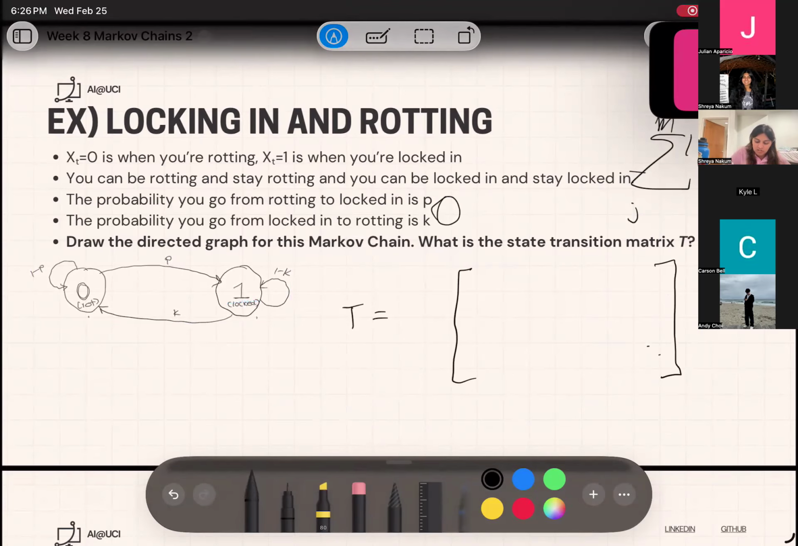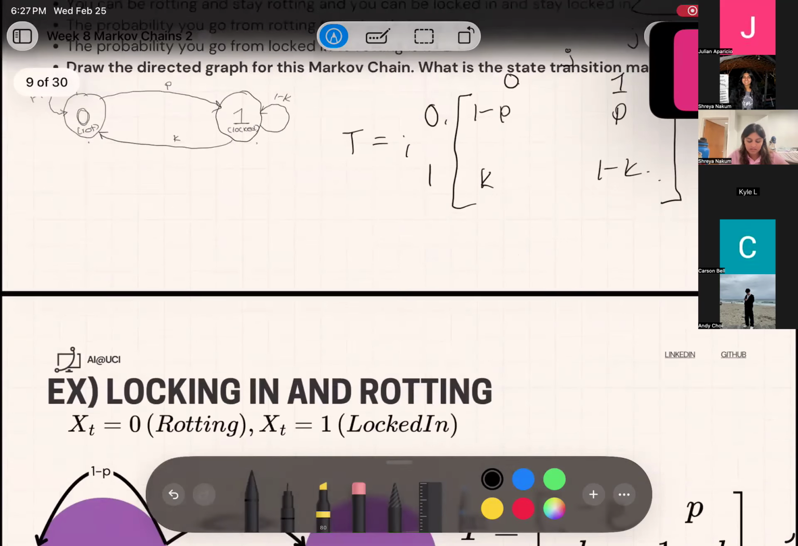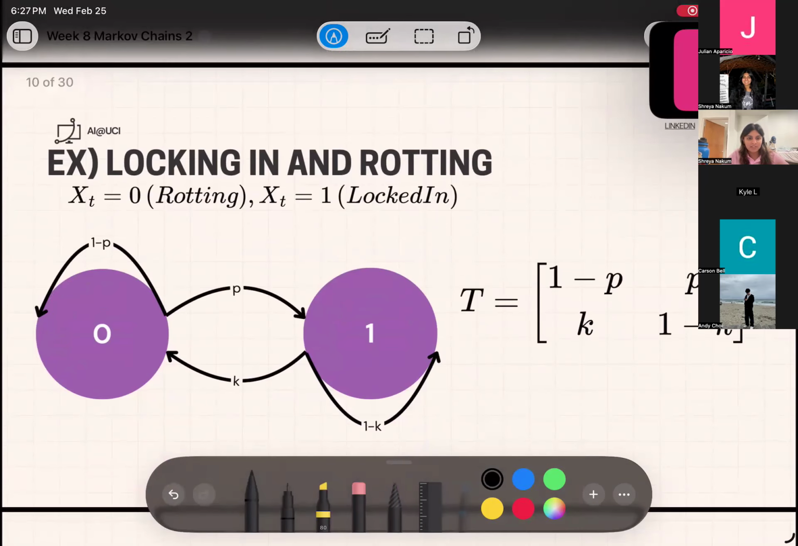So remember, it's i to j. So we'll do 0, 1, 0, and 1. So remember, this will be the probability we go from 0 to 0. It's i to j. Remember that. What's the probability we go from 0 to 0? 1 minus P. And how about 0 to 1? P, and then K, and then 1 minus K. So you got the 1 minus. Yes, because from 1 to 0, which is K, and then from 1 to 1, which is 1 minus K. And that's exactly right. That's the same thing that we got as well.